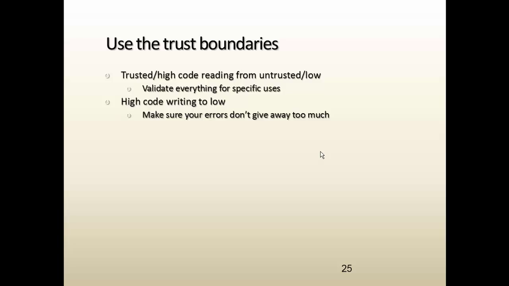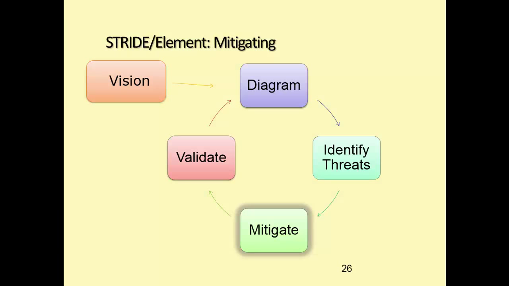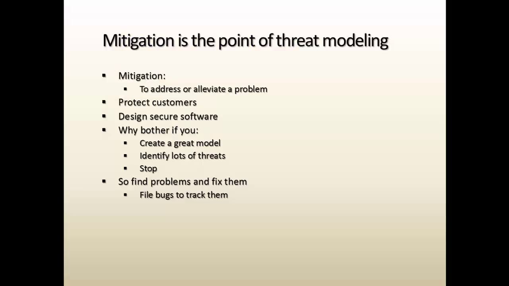As it says here, make sure that your errors don't give away too much, so come up with generic error pages, validate everything. Assume that all input is bad, regardless of whether it's internal or external. Then once you've done this, so you've diagrammed and identified your threats, now you want to come through and talk about a mitigation process.